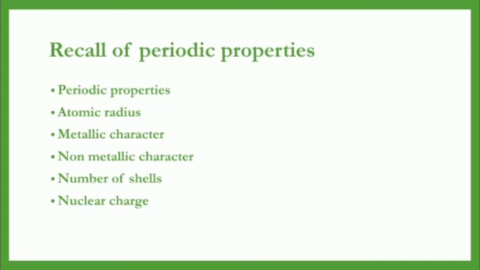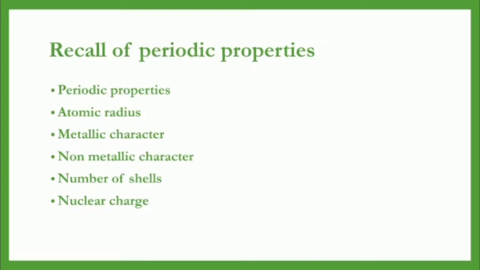In that we have seen atomic radius, metallic character and non-metallic character. All these three depend upon the nuclear size and the atomic size. Atomic radius is the distance between the center of the nucleus and the outermost shell. So while coming to the number of shells, what happens? The number of shells increases down the group and remains the same across the period. Nuclear charge is the positive charge, the force of attraction between the electrons and the center nucleus, that is the protons.